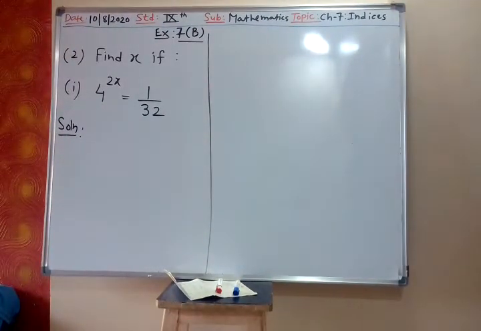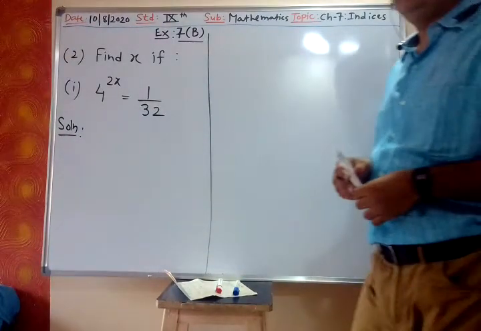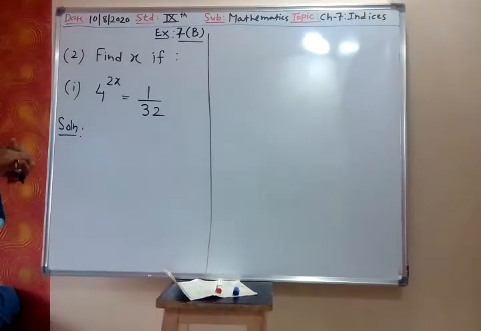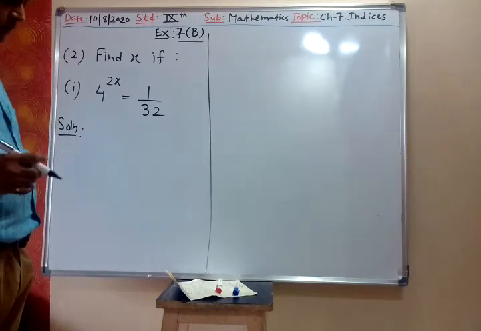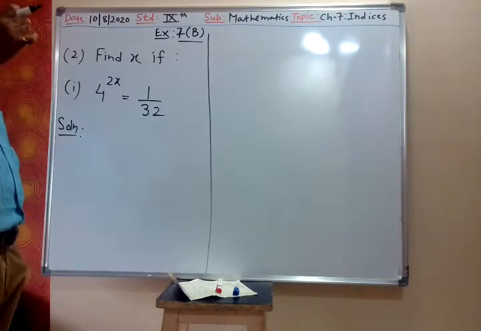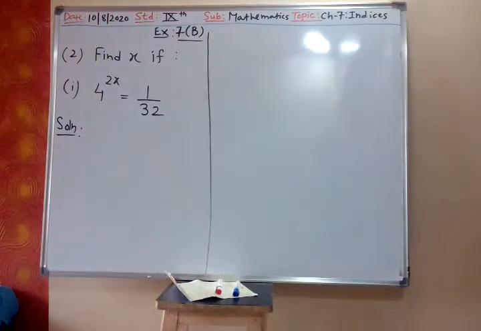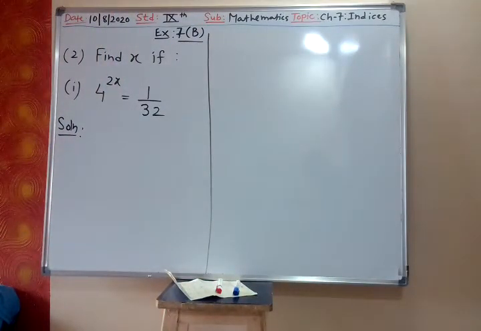4 raised to 2x is equal to 1 upon 32. Board is clear? Huh? Okay. Board is clear? No. Yes, it is. Wait. Now it is clear, I think.